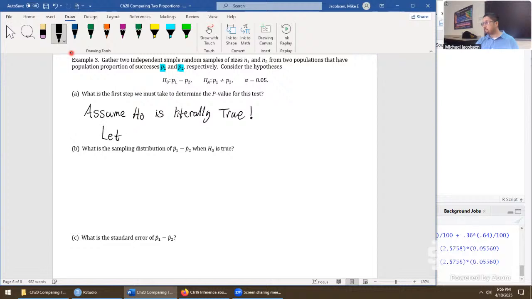Let P1, which is equal to P2, now be equal to P naught, the common value that they're both equal to. So assuming H naught is literally true, we assumed P1 equals P2, and so now that's the common value, P naught. We need to know the sampling distribution of P hat 1 minus P hat 2 under that reality. So let's cite our central limit theorem from above. First, any questions at the moment with this statement so far?